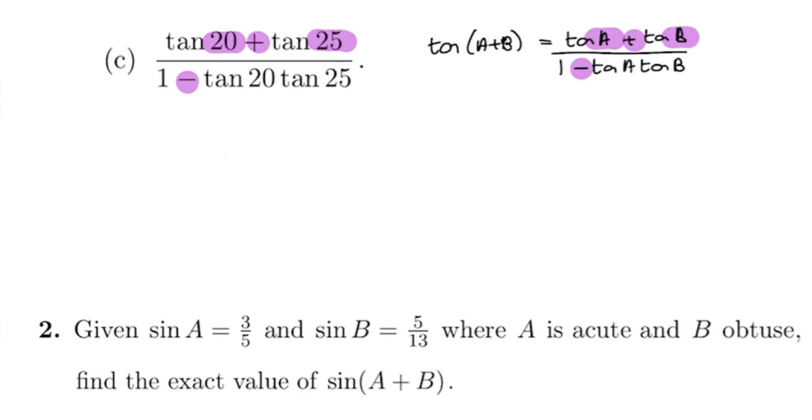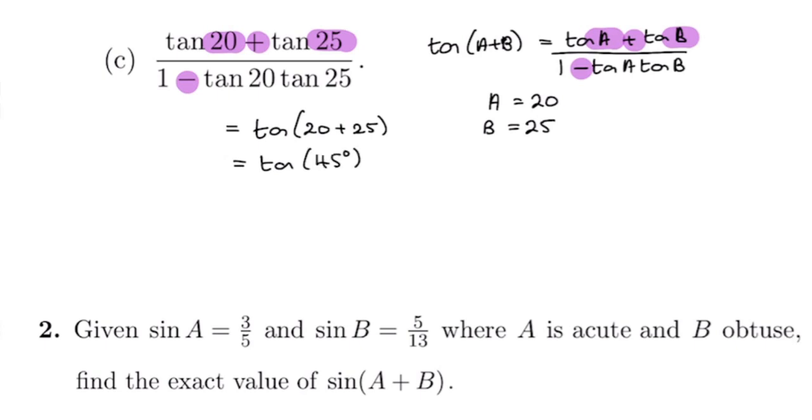So therefore, I can see straight away that A is 20, B is 25. Therefore, if I substitute those in, it says the same as tan of 20 plus 25, which is the tan of 45 degrees, which of course is 1 using your special triangles.